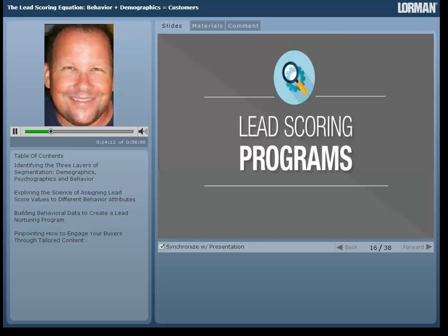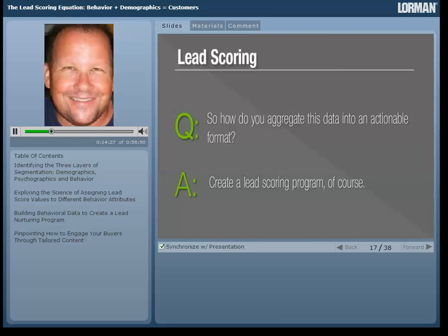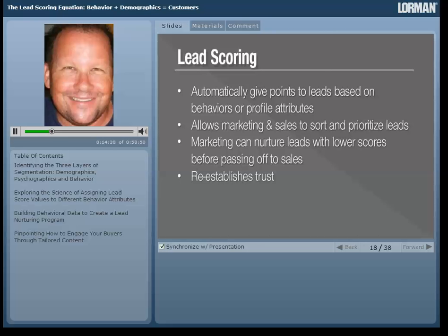So now I want to dive into lead scoring, which is, in a way, how you actually use this data in a way that is tangible and, in this case, numerical as well. So how do you aggregate this data into an actionable format? The answer is to create a lead scoring program. So what is lead scoring? What am I talking about when I say lead scoring?